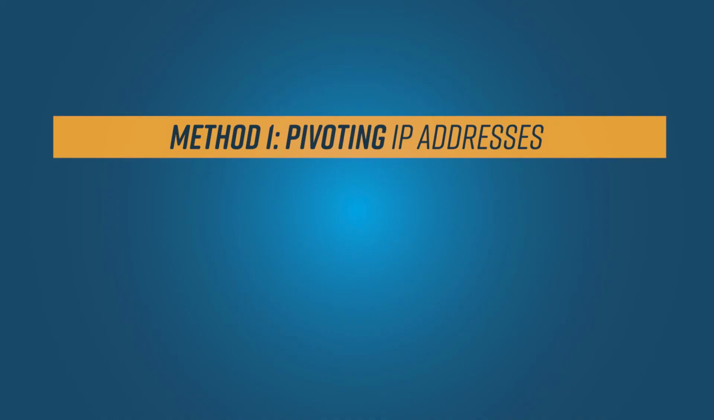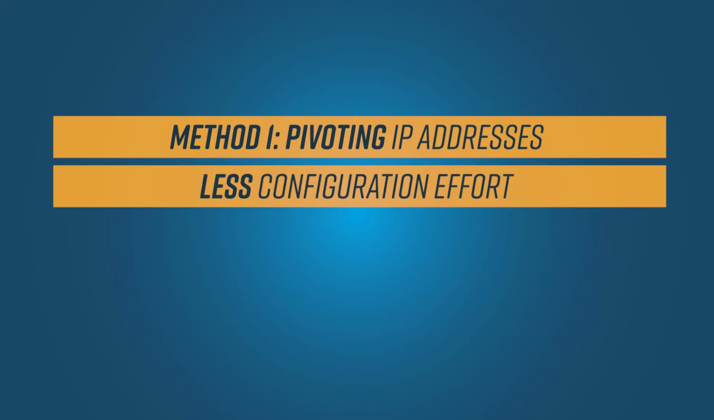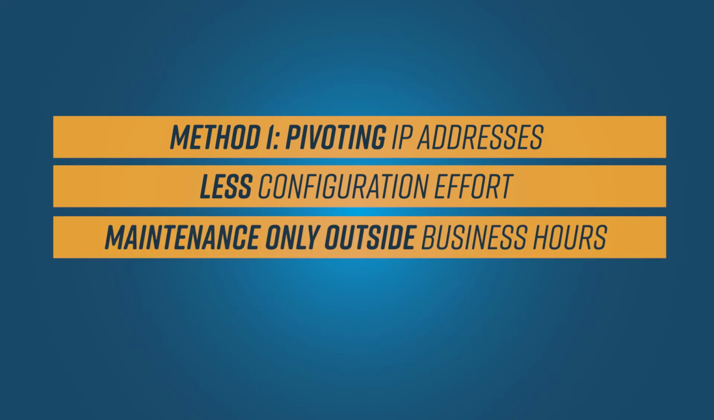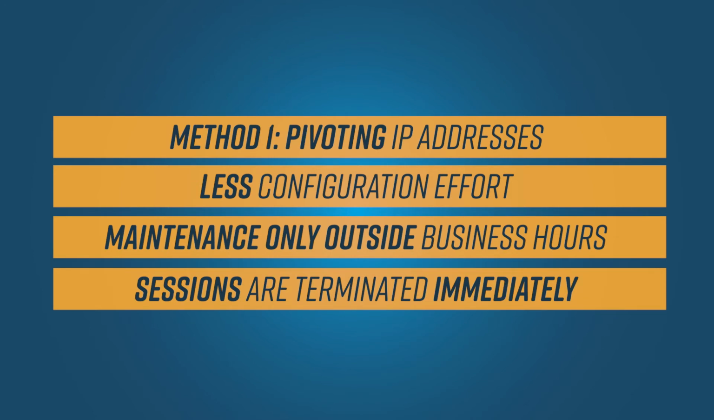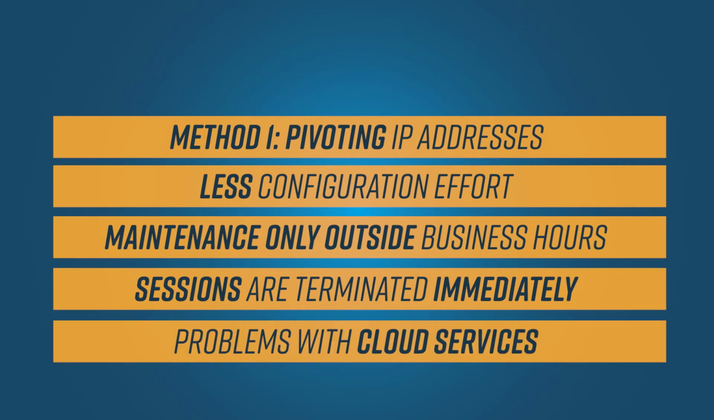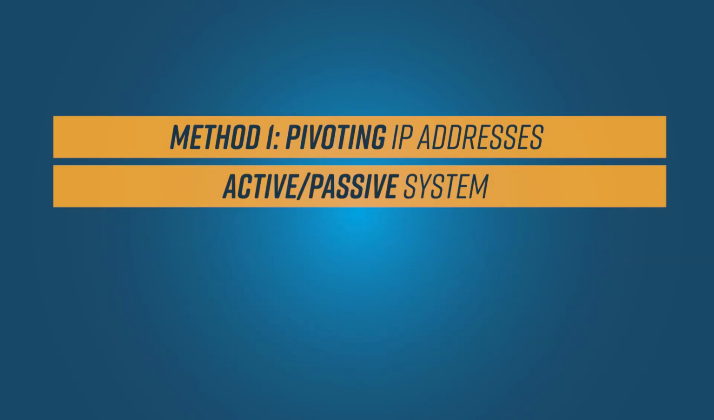We would now like to present the advantages and disadvantages of the two methods for IP address configuration. Method 1 has less configuration effort because you only have to specify an anynode on other systems. However, a system set up this way can usually only be maintained outside of business hours, since the remote machine pulls away the IP address of the primary system and immediately terminates existing sessions when the main machine goes into maintenance mode. For cloud service providers, it is generally problematic if the IP address used is to be accessed from the public network. An active passive system is automatically created with method 1.